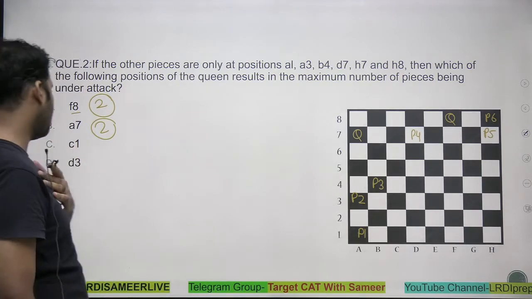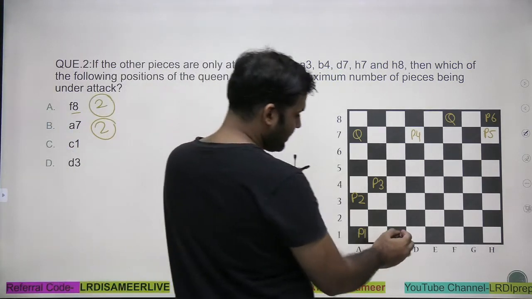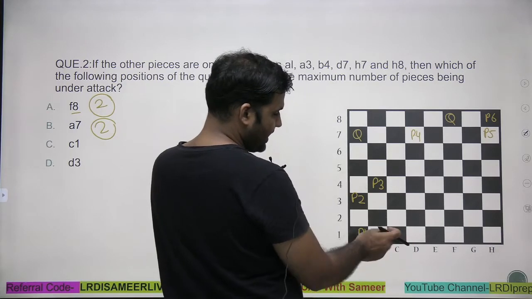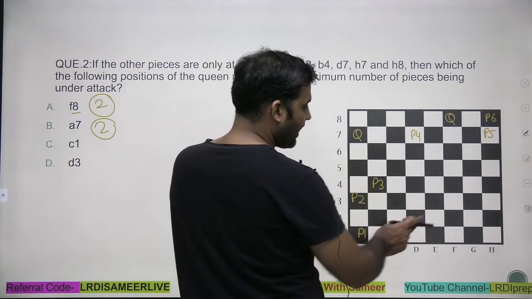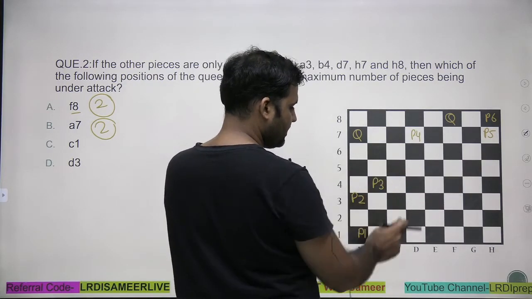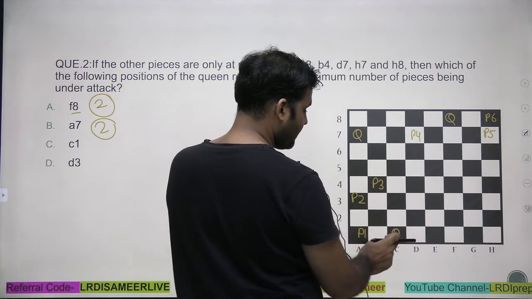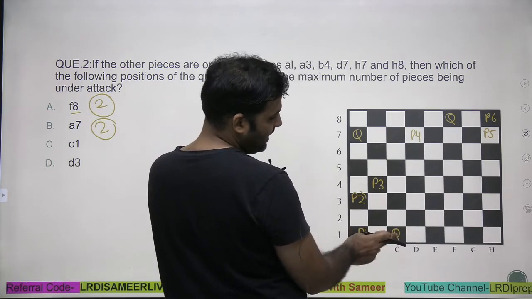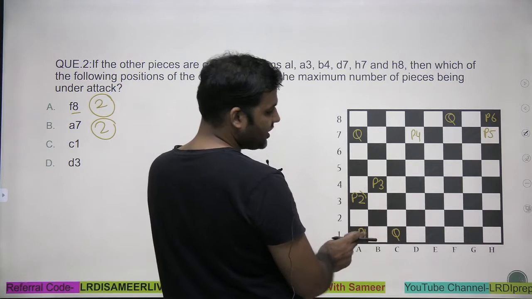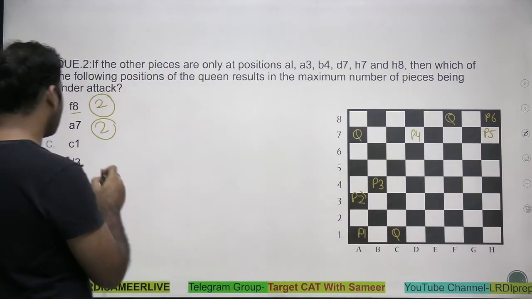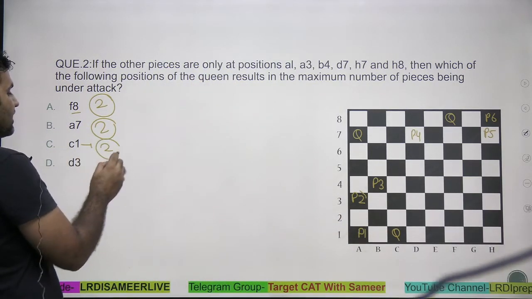If I put queen at C1, let's say this is the position of the queen, right? So see that this piece is under attack and no other piece is coming row wise, column wise, and this piece will also. So queen can attack this piece and this piece. Only two pieces will be attacked if the position of queen is at C1.